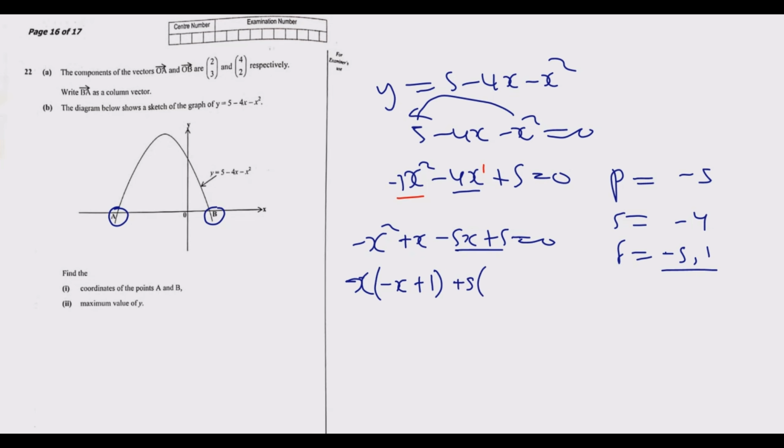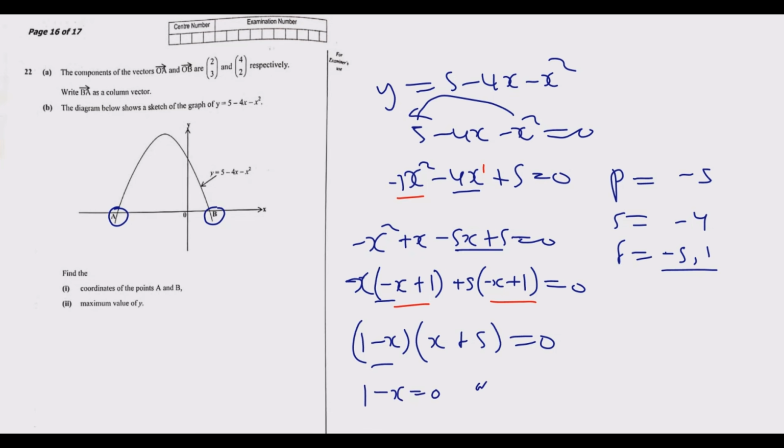Okay, then we have negative x plus 1 equals 0. What you notice is that what is in the brackets are the same. So here we can factor out what is in the brackets, which is 1 minus x. Then x, when we factor out this one, plus 5 is equal to 0. So what this tells us is either this one is 0 or this one is 0. So 1 minus x is equal to 0, or x plus 5 is equal to 0.